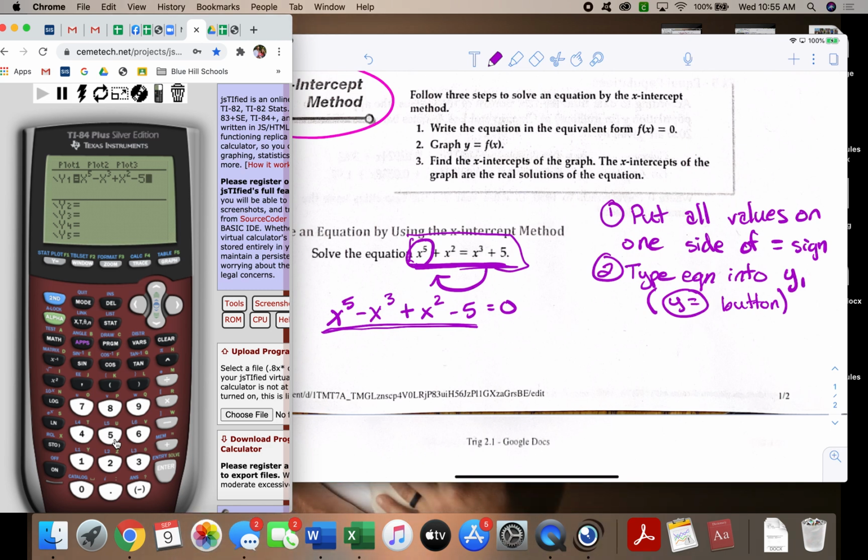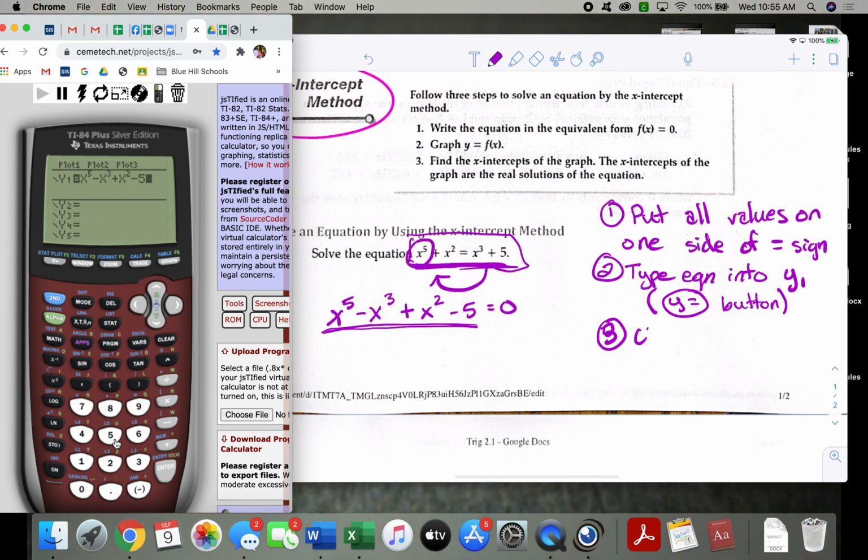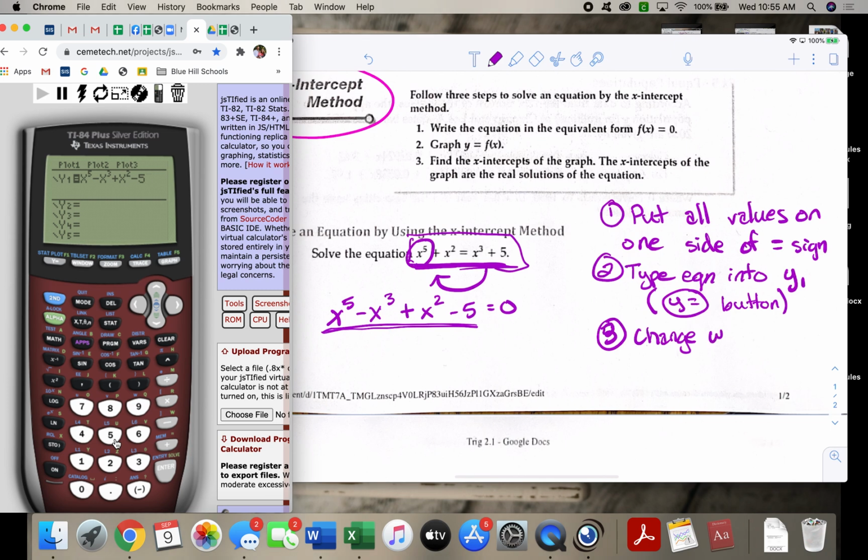Okay? Now what do you think we're going to do? Graph it. Window. Let's change our window first because I think our window is still zoomed in. So we'll change window and graph. We'll do both of those at the same time. Let's do negative 5, 5. Should we do negative 10 to 10? We'll try it and see if we get the full picture.